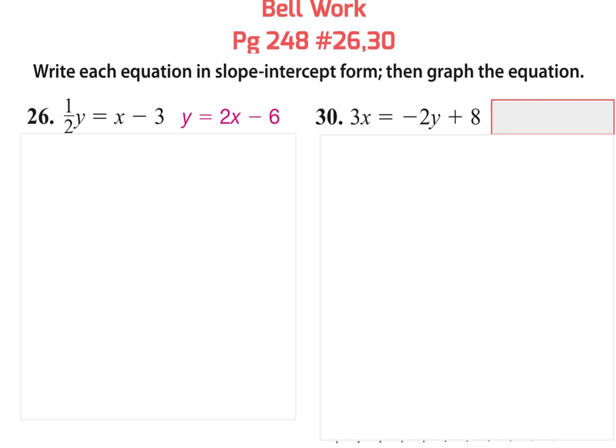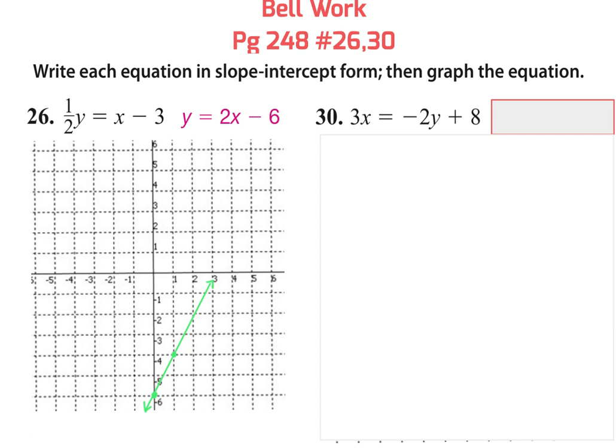You have to multiply this side by 2 to get rid of the 1/2. You multiply the x by the 2 and the -3 by the 2. And then to graph it, you would have started at -6 on the y-axis, and you would have gone up 2 and over 1. Up 2 and over 1. And your graph should have looked something like this.